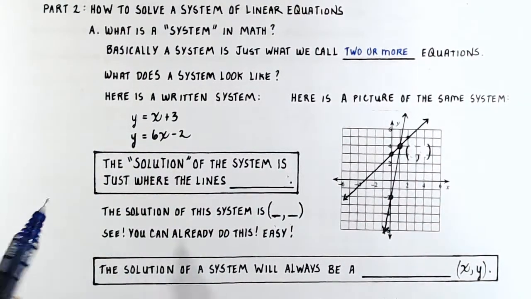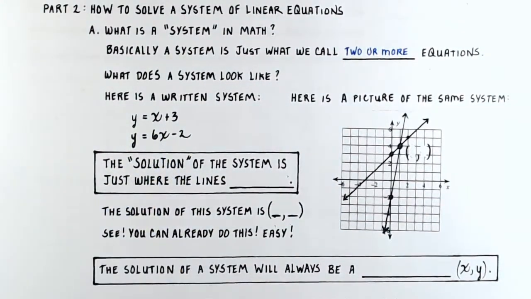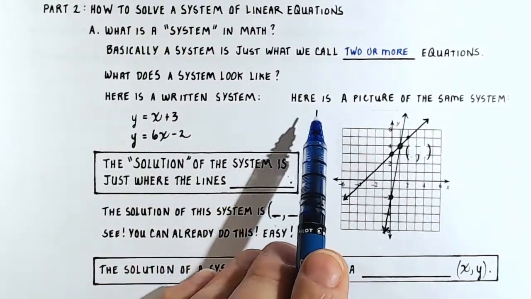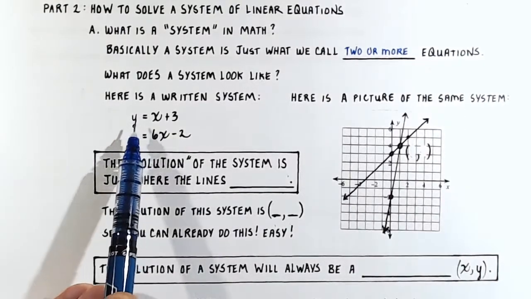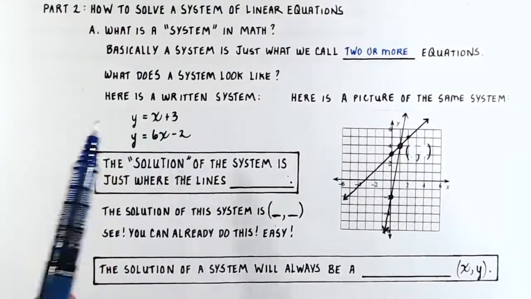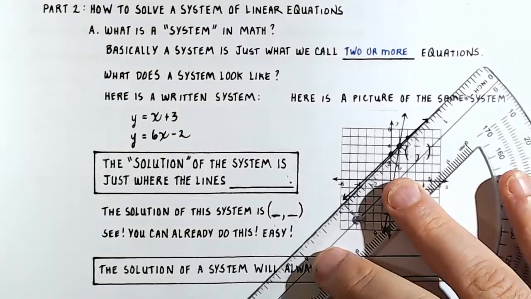Here's one that says y equals x plus 3 and y equals 6x minus 2. Okay, so 2 lines. And over here it says, here is a picture of the same system. Well, how is that possible? Well, all I did was graph this line, y equals x plus 3. Okay, so that was this line right here.